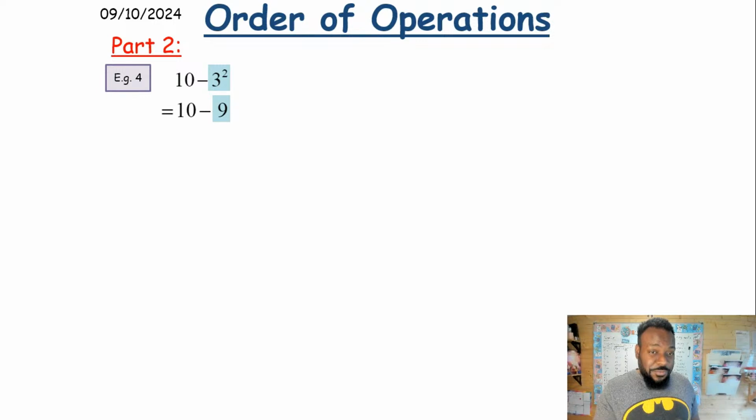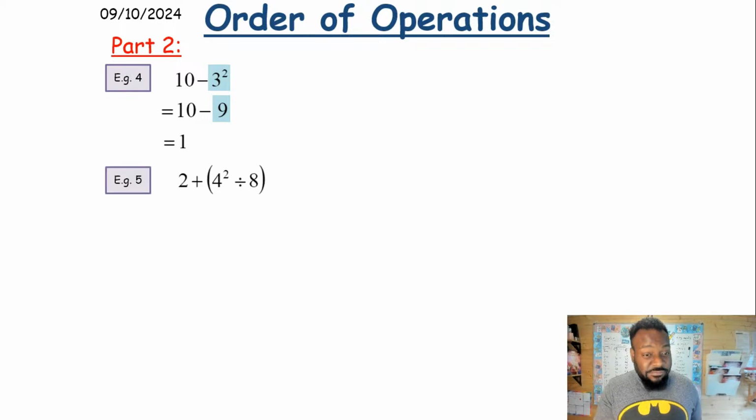Okay, remembering what powers do, what squaring does. It's times it by itself, gives you 9. And then it's just 10 minus 9, 1. Sometimes your answers are as easy as that.